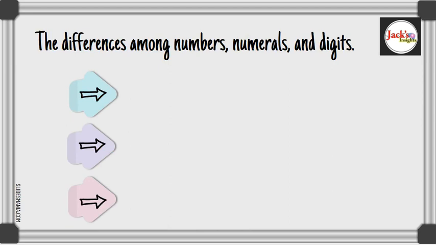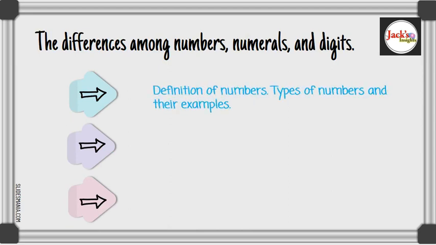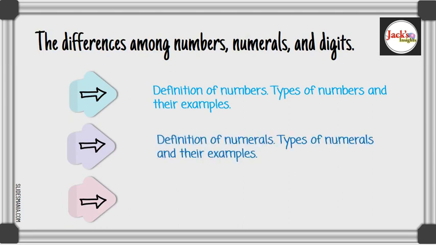So these are the important points for this video. First, the definition of numbers, the types of numbers, and their examples. Second, the definition of numerals, the types of numerals and their examples. The third is the definition of digits and the examples of digits.